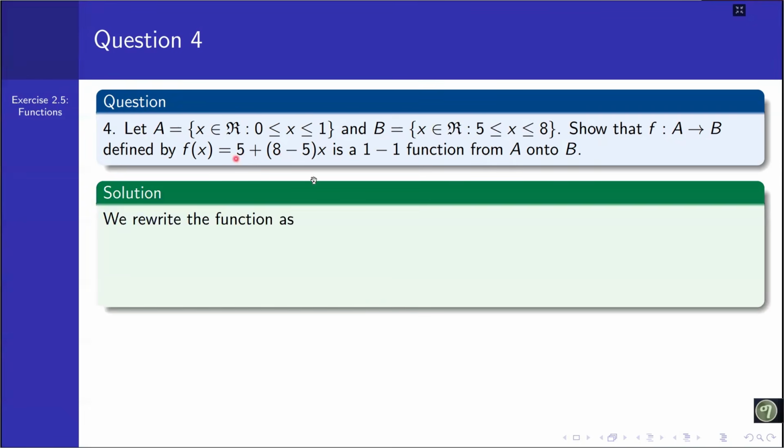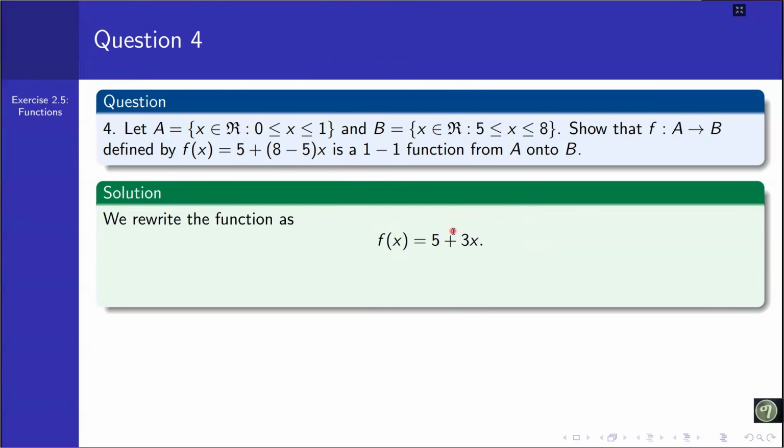So, looking at the first given question, f of x can be further simplified as f of x equal to 5 plus 3x. That means 5 plus (8 minus 5) is 3, so 3 times x, simply 3x. So this is a linear polynomial function with positive slope, that is simply 3, so this function is an increasing function, which is strictly increasing.